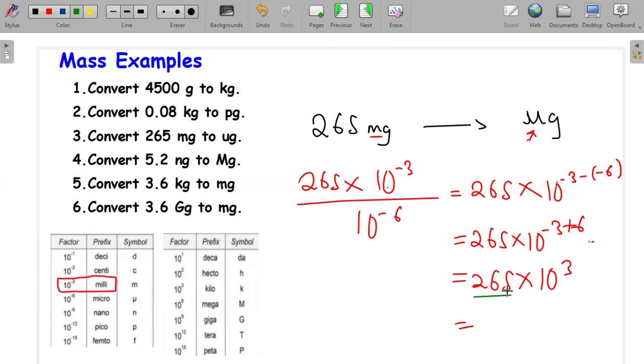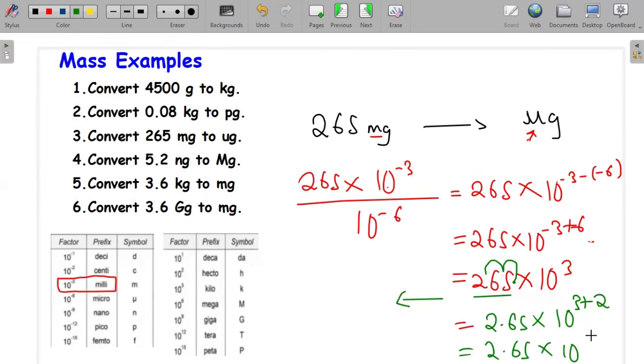So this 265, the decimal place is there. I move it 1, 2. So that will be 2.65 multiplied by 10 to the power 3. And then I've moved 2 steps to the left, right? So I have to add a 2 there. So that will just be 2.65 times 10 to the power 3 plus 2, so that will be 5. And then these ones here are just simply micrograms. Okay, any questions there?